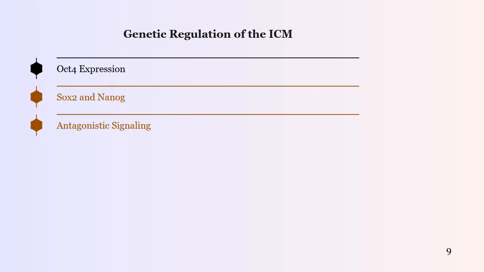9. Genetic regulation of the ICM. OCT4 expression. The transcription factor OCT4 becomes restricted to the internal cells, serving as a master regulator of pluripotency. SOX2 and Nanog. These proteins work alongside OCT4 to prevent the inner cells from differentiating prematurely. Antagonistic signaling. The internal genetic program actively represses genes like CDX2, which are required for placental development.